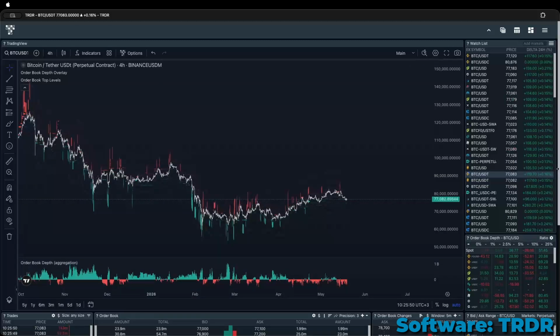Now enough with the chart. There are a lot of great things that you can do with it by yourself. If you go and look at the indicators that TRDR is offering, there are plenty of things that you can customize to your liking. I'm just giving you some of my favorite settings.